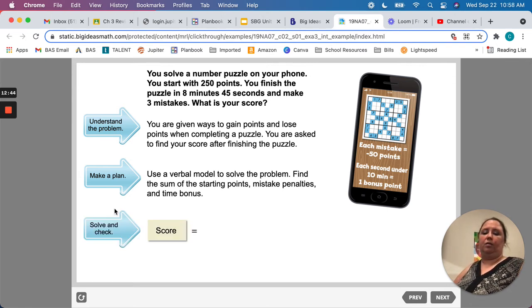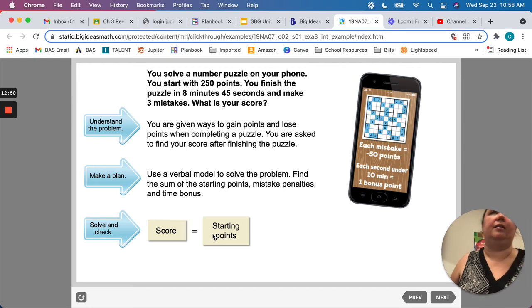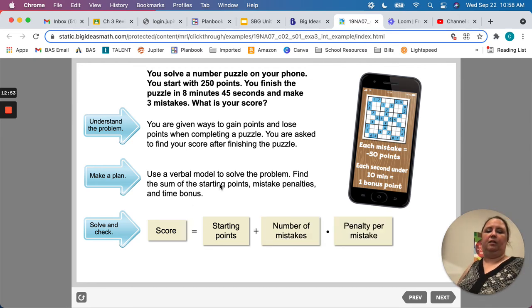So we start with, well, we're trying to solve for score. We take our starting number of points. How many points did we start with? 250. We add the number of mistakes times what? -50. So it'll be 3 times -50. And then we add in our time bonus, right?